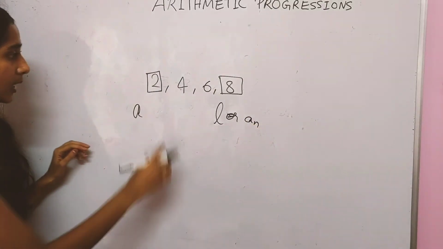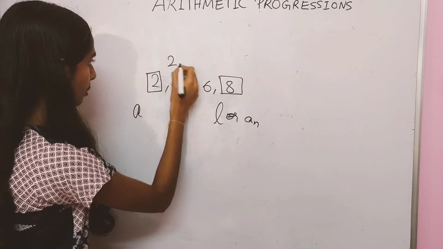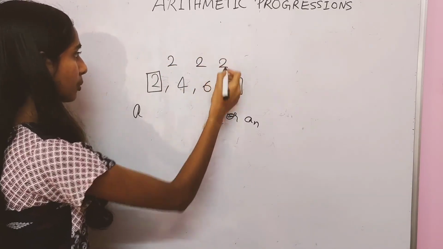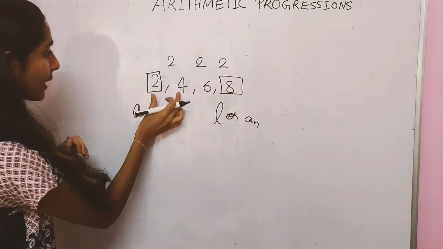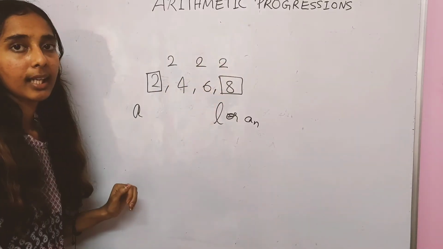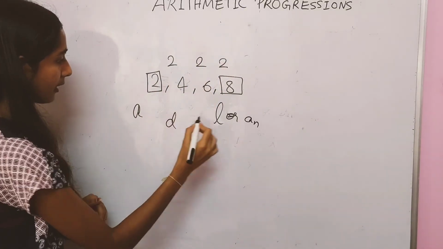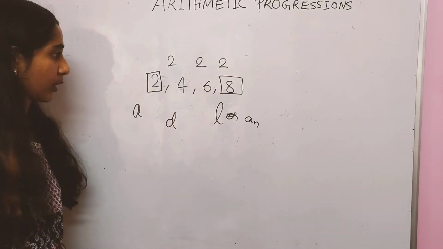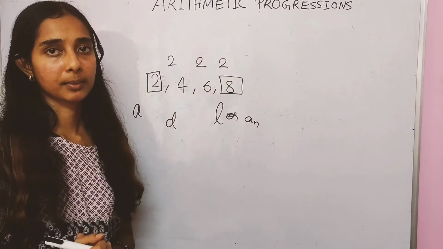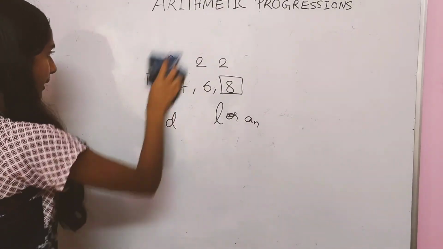The difference between the series: 4 minus 2 is 2, 6 minus 4 is 2, 8 minus 6 is 2. Look at the differences between the successive terms. It's the same. It's the common. That's why it's called as common difference. The numbers in the series are called as terms. Remember this. So let's start with our exercise.